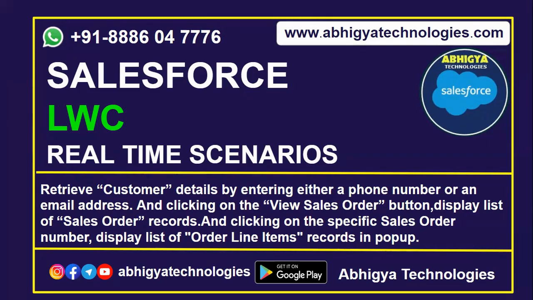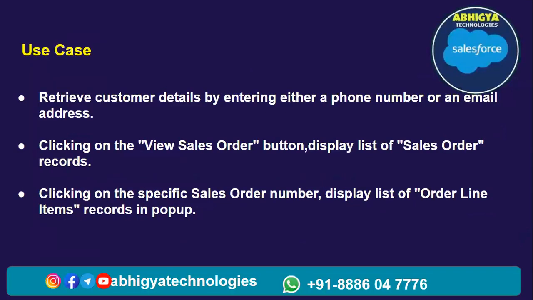See, this is the use case. Retrieve the customer details by entering either the phone number or email address. They might give either phone or email address, and based on that we have to retrieve the records from the database and display them in the customer details, along with one button. That button is called View Sales Order. When we click on View Sales Order, we have to display the list of records.